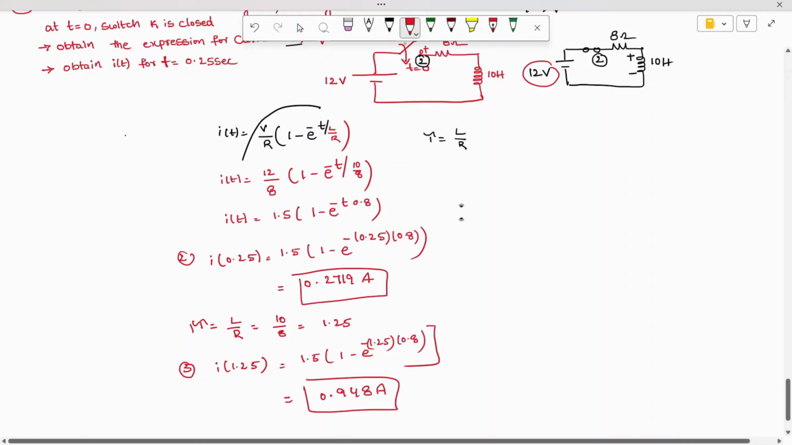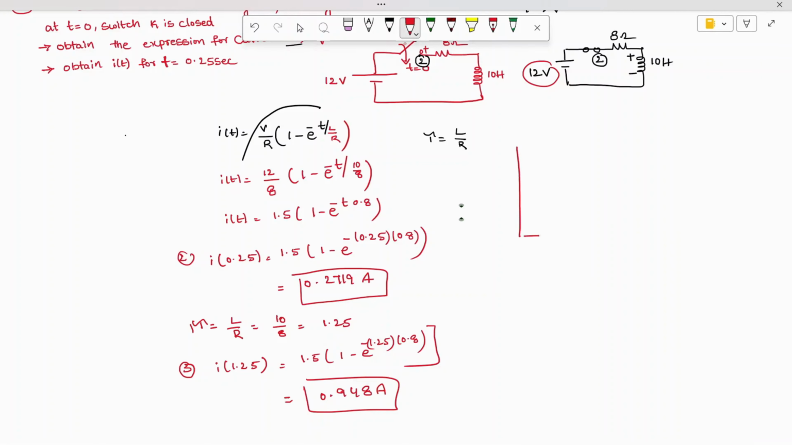Let's try to draw the waveform. When you draw the waveform, this is t on the x-axis. This is how the current varies with respect to t. You see here, slowly it follows 1 minus e to the power minus t by tau. So the inductor gets exponentially charged. This is how the inductor is charging, and it reaches the peak value. The peak value of current is 1.5 amperes. At t equal to 0.25, what is the current?